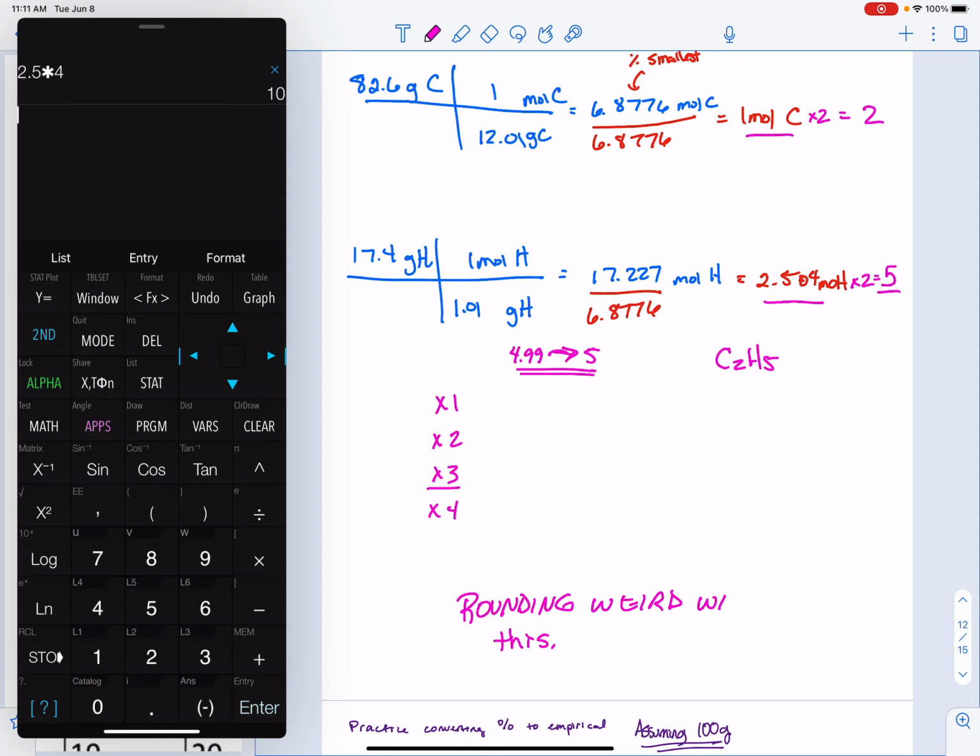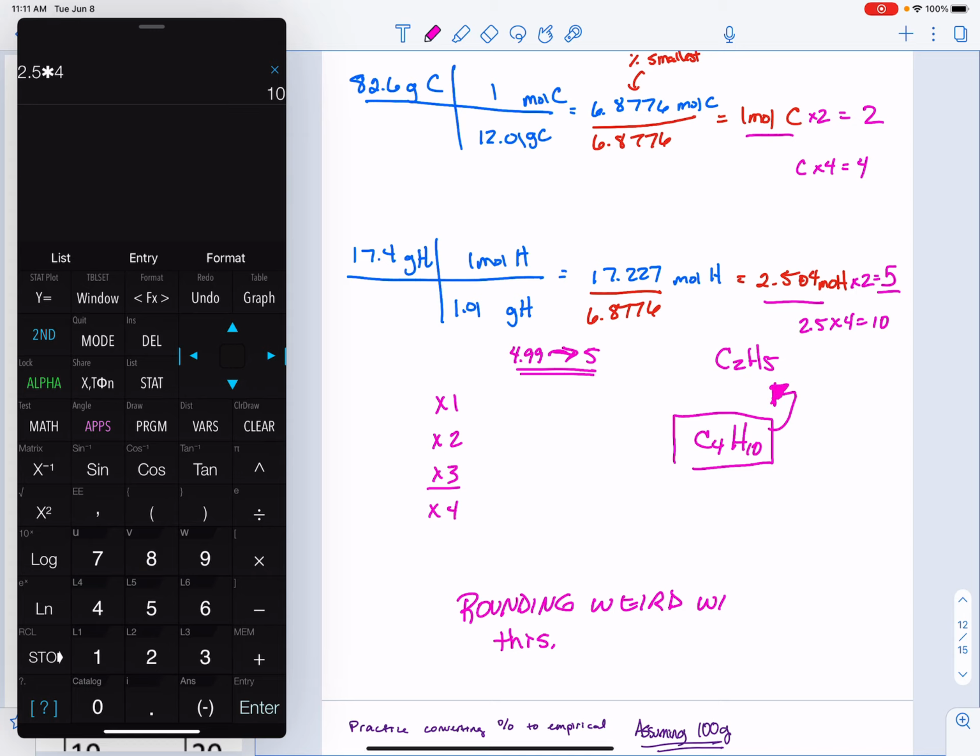You end up getting this times 4, 10, and then this one times 4, and that gives me 4. You end up with C4H10. Now, what's the problem with that one? It's not an empirical formula. It simplifies to this one.